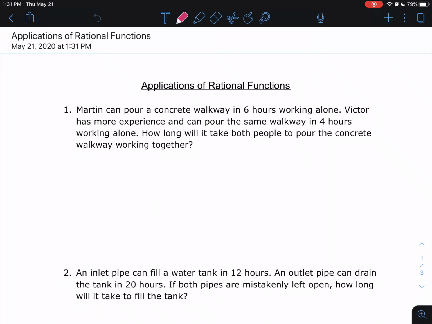And these are basically just word problems because I know one thing that a lot of people always ask is, like, how am I going to use this in real life? Well, here's how we're going to use it in real life with these applications of rational functions.